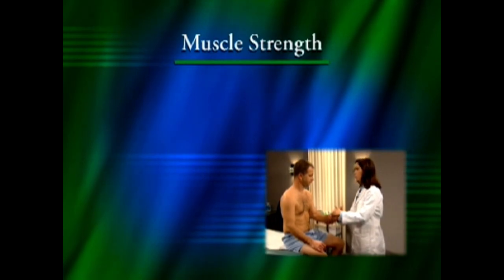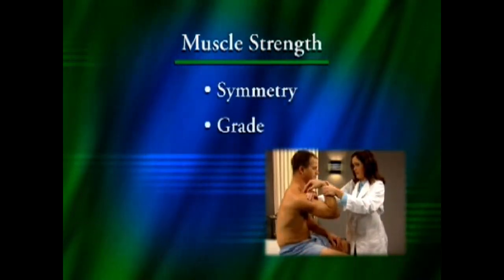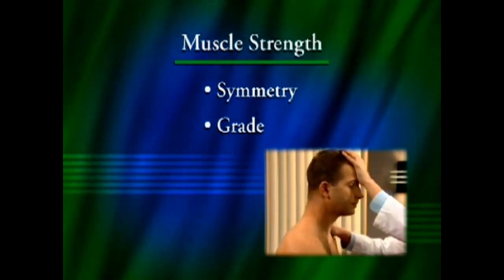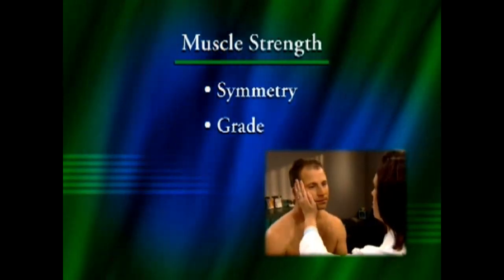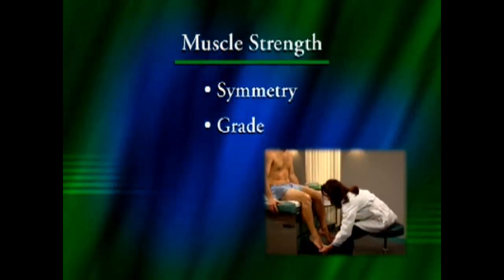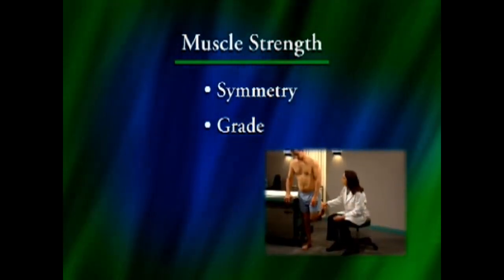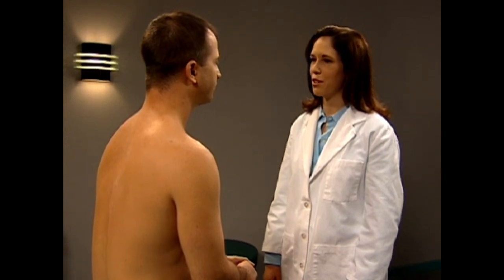Also test muscle strength for symmetry and grade. Strength should be bilaterally symmetric, with full motion against resistance. Although this evaluates neurologic function, it's commonly integrated with the musculoskeletal exam. All right, now I'm going to examine your muscles and specific joints.